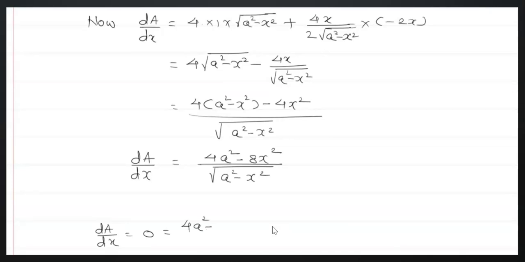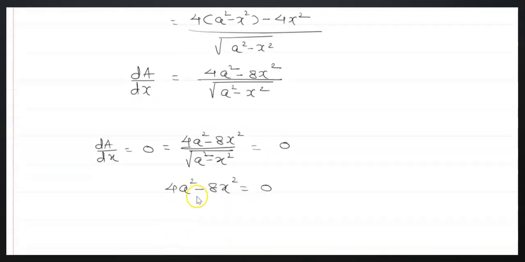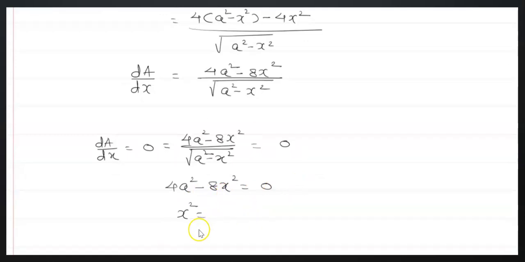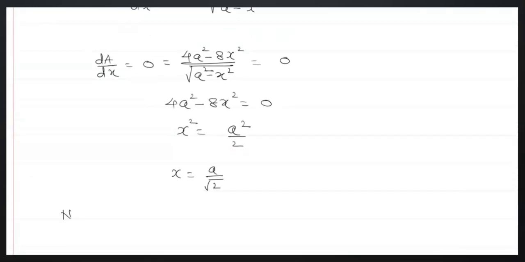dA upon dx is equal to 0. That is, 4a square minus 8x square upon root of a square minus x square is equal to 0. And that's why 4a square minus 8x square is equal to 0. That is, x square is equal to a square upon 2. Therefore, x is equal to a upon root 2.